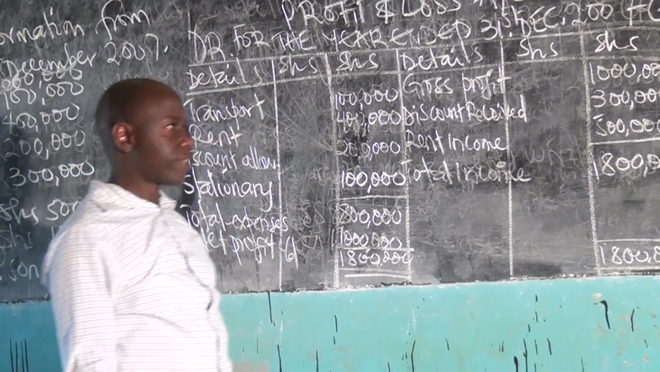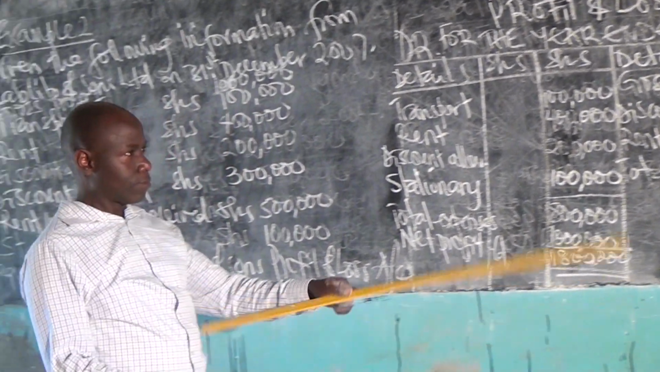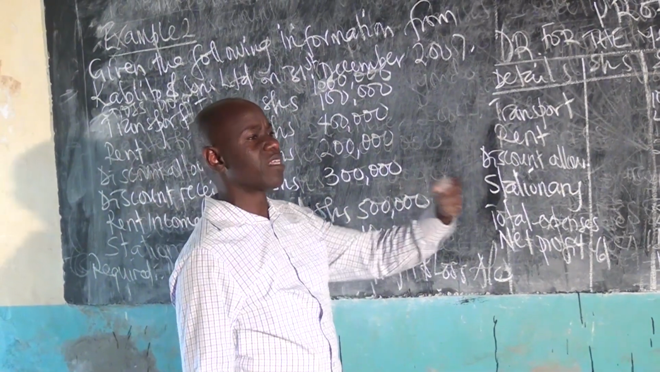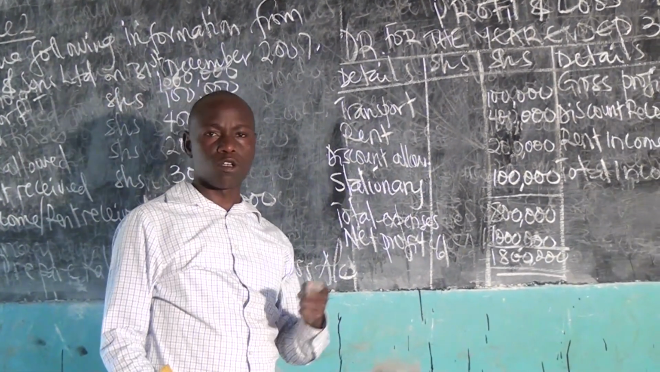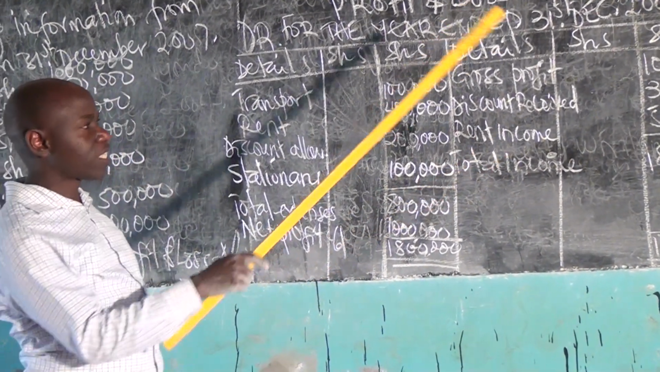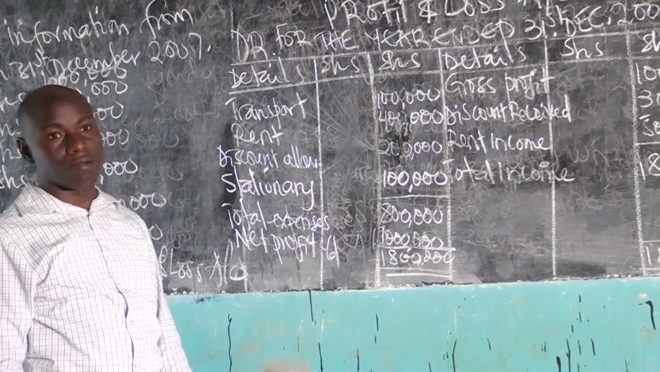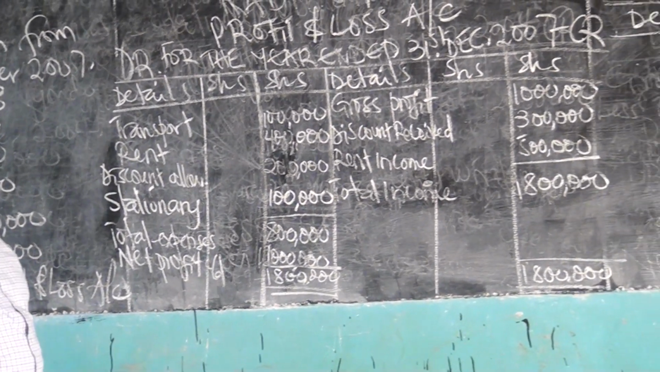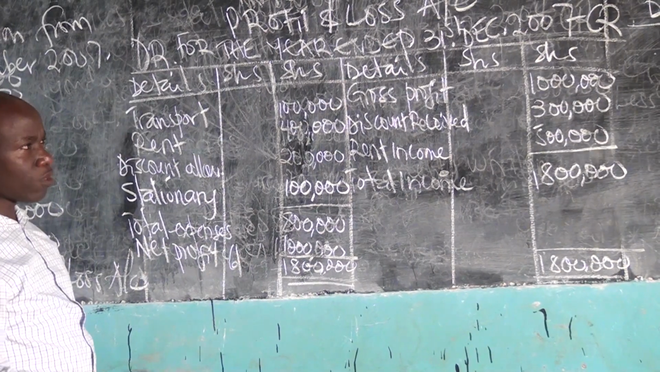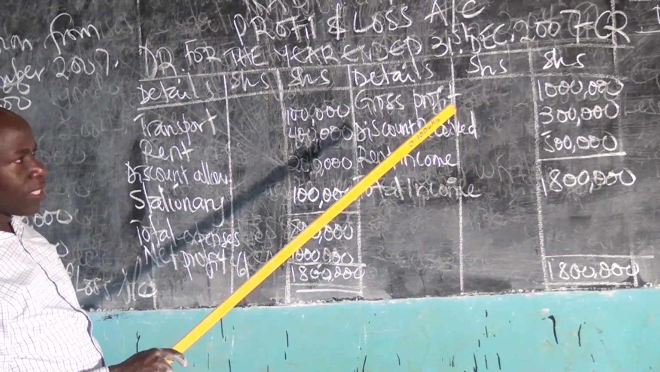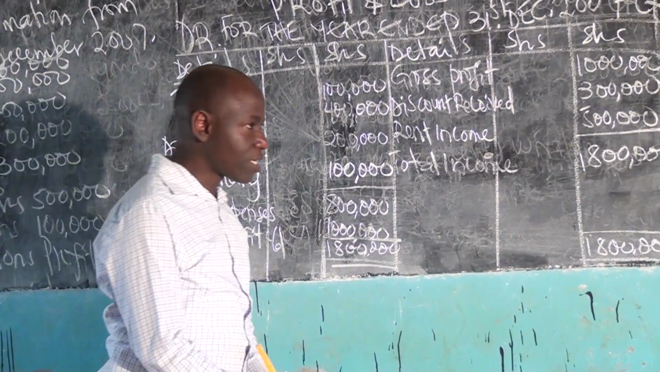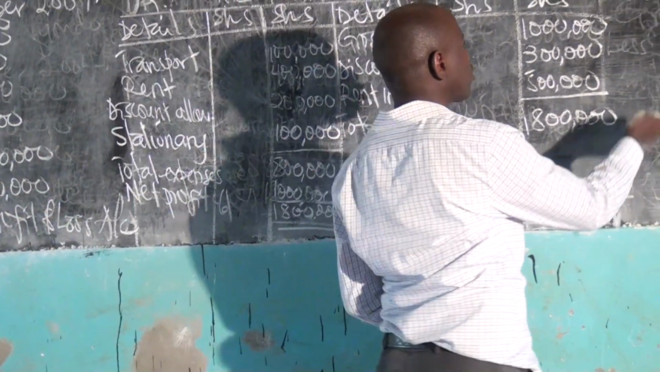We are using the same procedure. Go back to the formula. Net profit is equal to total income minus total expenses, meaning that we shall first establish the total income. After establishing the total income, we shall minus the expenses. So according to that formula, let us first establish the total income. How do we get the total income? Total income, we start with the gross profit.